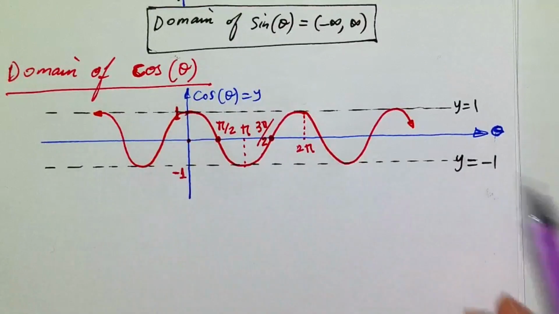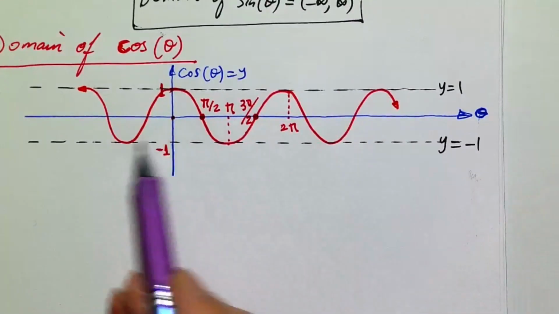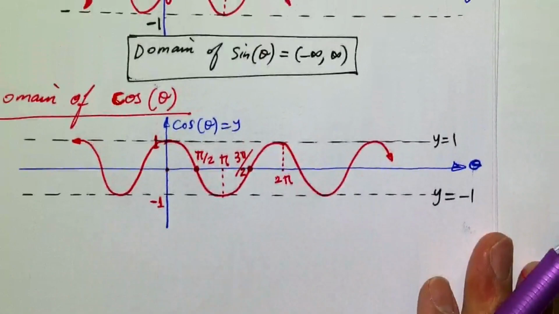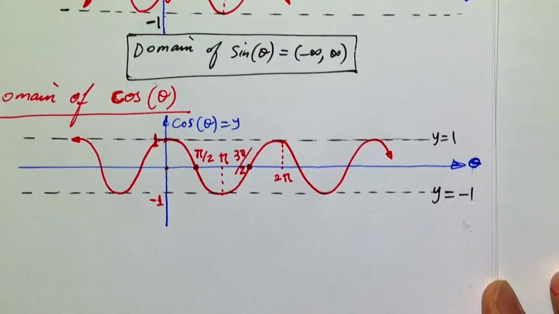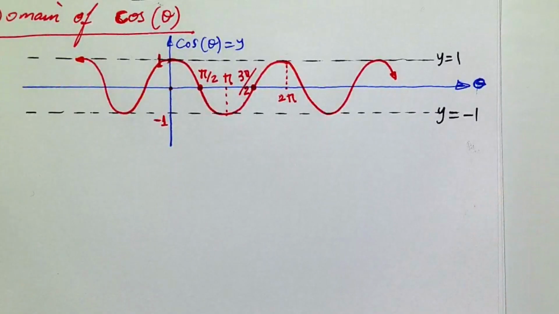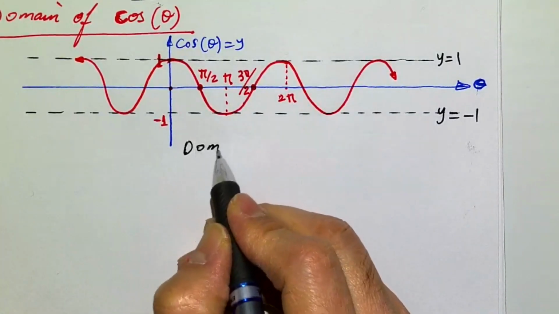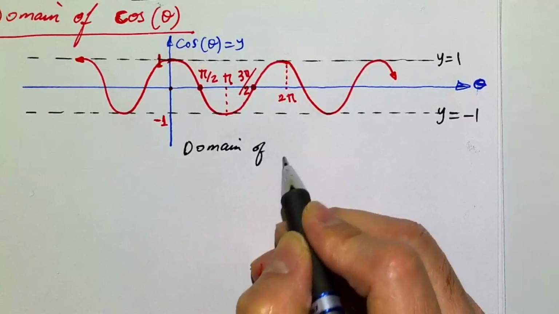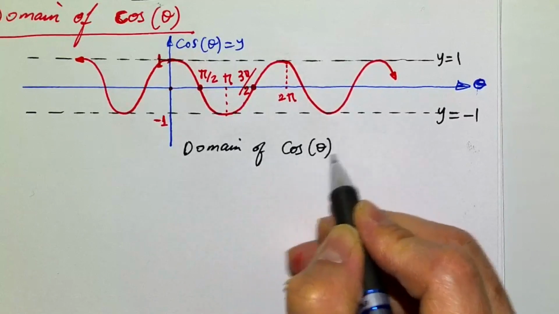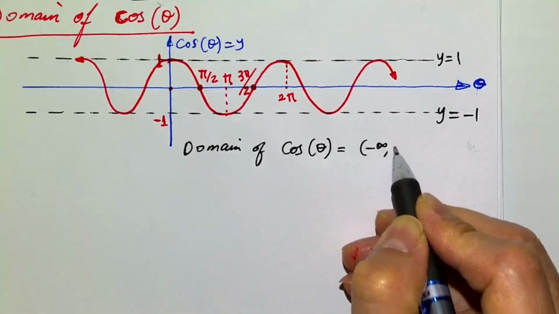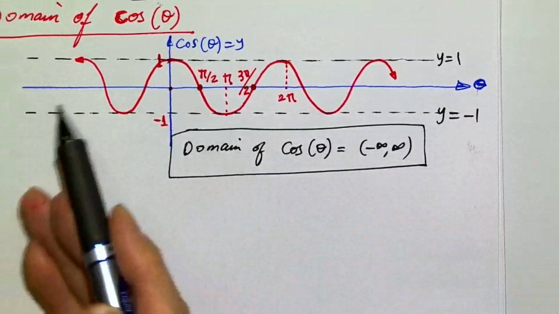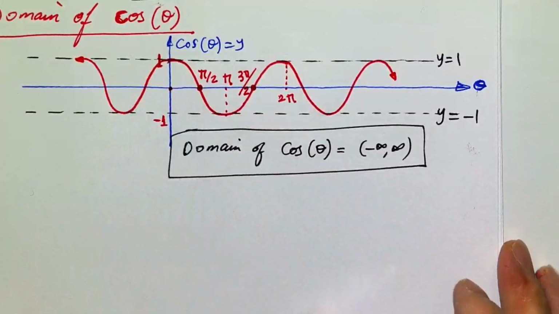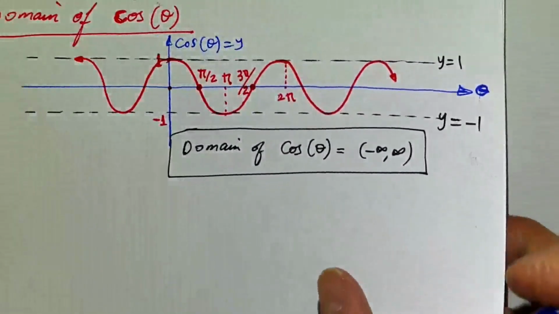So take a look at this function. The domain is unrestricted, right? So just like the sine function, the domain of the cosine function is also -infinity to infinity. Theta goes from -infinity to infinity. Okay, and now you have a visual reference as to why that is the case.